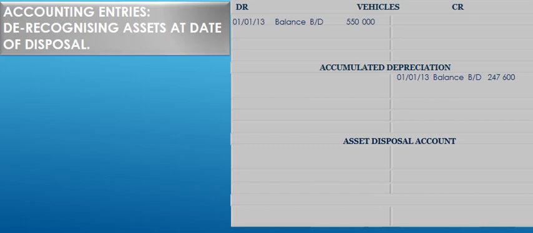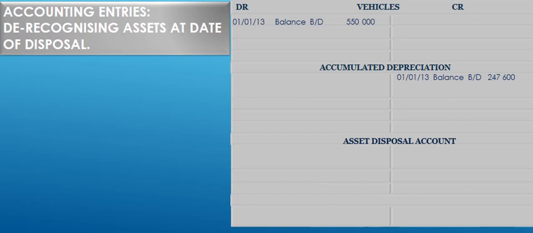In the general ledger, the vehicle account reflects the opening balance at the beginning of 2013 of 550,000 francs. These are the total vehicles that are owned by the entity, including the vehicle that is being disposed of. The accumulated depreciation account reflects an opening balance of 247,600, which also includes the opening accumulated depreciation for the asset that is being disposed of. Because we are disposing of the asset, an asset disposal account will be created in the general ledger.